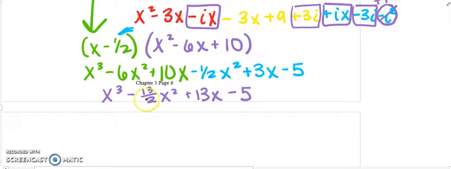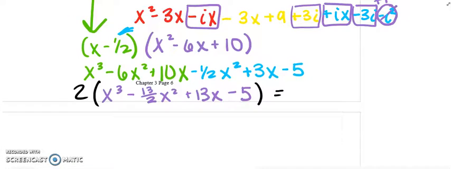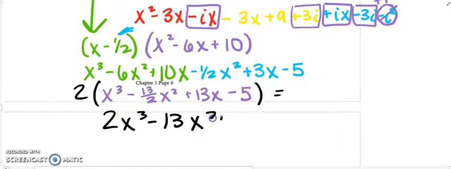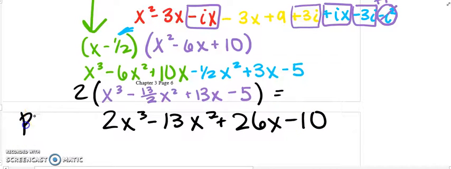Except for the part that said it has to have integer coefficients. This is not an integer. Of course, you have a decimal here. Still not an integer. In order to get rid of this 2, I would multiply everything by 2. And I get 2x cubed minus 13x squared plus 26x minus 10 as my final equation.